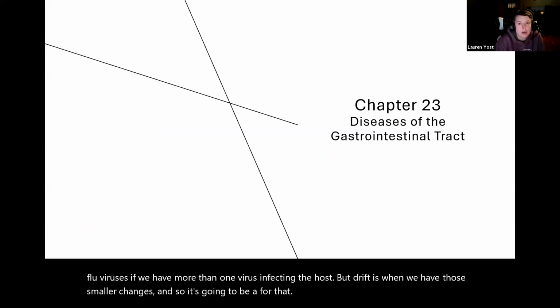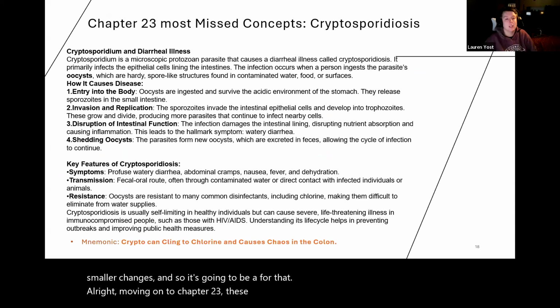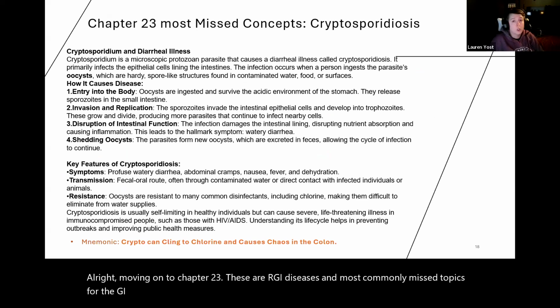All right, moving on to chapter 23. These are our GI diseases and most commonly missed topics for the GI diseases. Cryptosporidiosis.